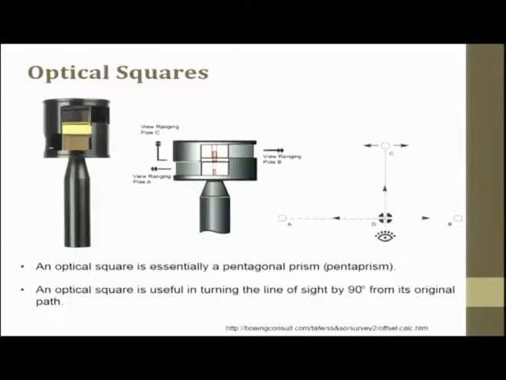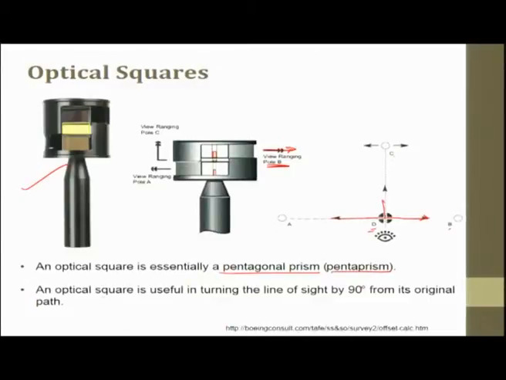An optical square is essentially a pentagonal prism, a pentaprism. You can see this is the viewing range of pole A, this is the viewing range of pole C, and this is the viewing range for pole B. So, this is how it looks. Here is your eye, here is a prism, and it goes at 90 degrees, A, B, C and D.